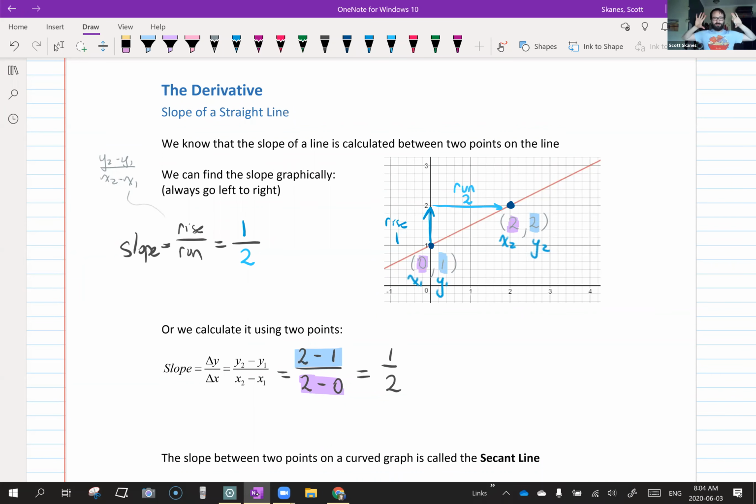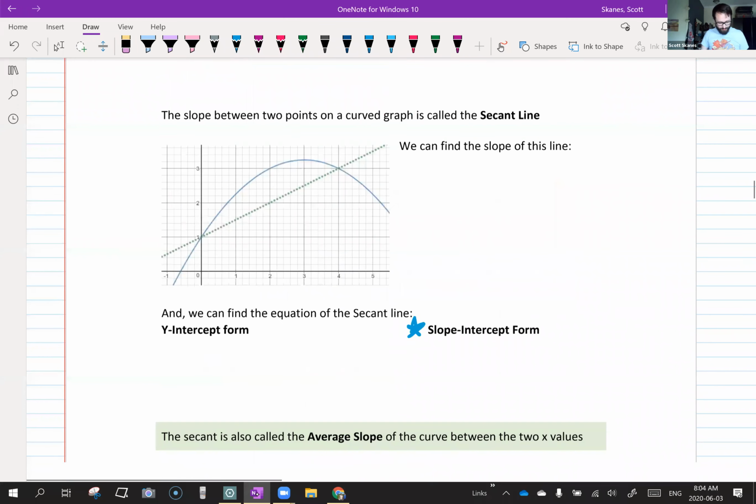All right, have I lost you so far? This is like high school stuff. This is junior high. So if I've lost you, I'm very, very sorry, but it's going to get harder. Okay, so we just calculate the slope between two points.